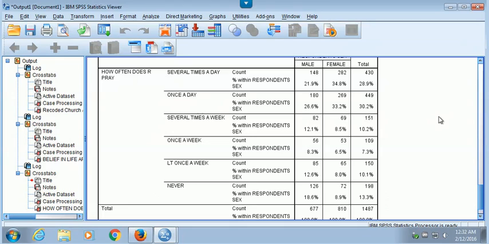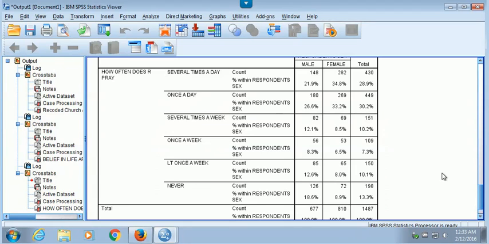So if we start looking at this between males and females, we're looking at how often people pray. If you use that rule of 10, as the book alluded to, you could see there's a significant sex difference here because the difference between 21.9 and 34.8 is greater than 10, with females more often praying several times a day. You still see a difference in once a day, but it doesn't hit that 10% threshold. But again, that is subjective. When you get to several times a week, you see men are more often praying several times a week compared to women. Men are more often to do once a week, and men are more often to pray less than once a week, I'm sorry. And men are more often to never pray.